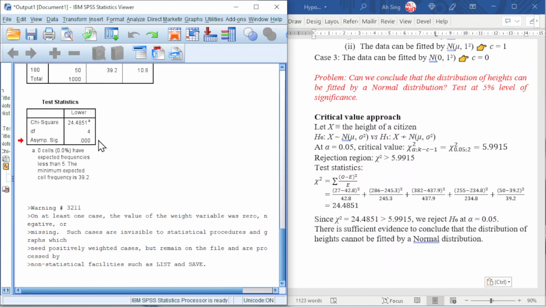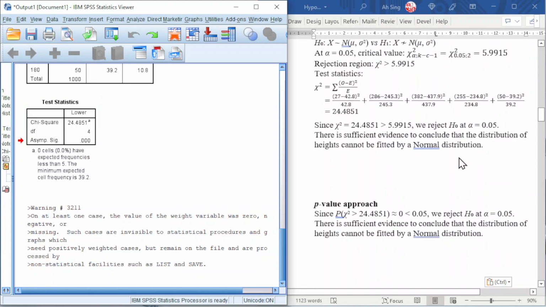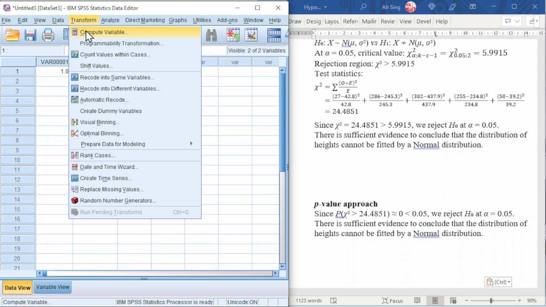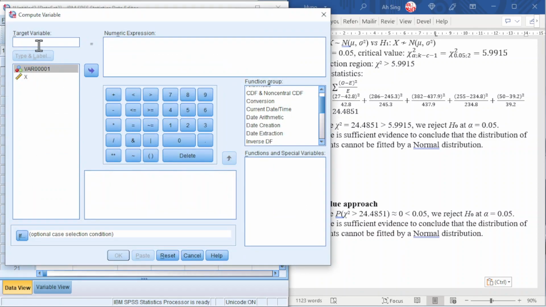If you want to make use of the p-value approach, we should be careful, since SPSS wouldn't know how many parameters are going to be estimated. So we should adjust the value accordingly, and compute the p-value by ourselves. Go back to the data view, click on transform, compute variable, reset, target variable type p since this is the p-value. For the numeric expression, we should use CDF, cumulative distribution functions.